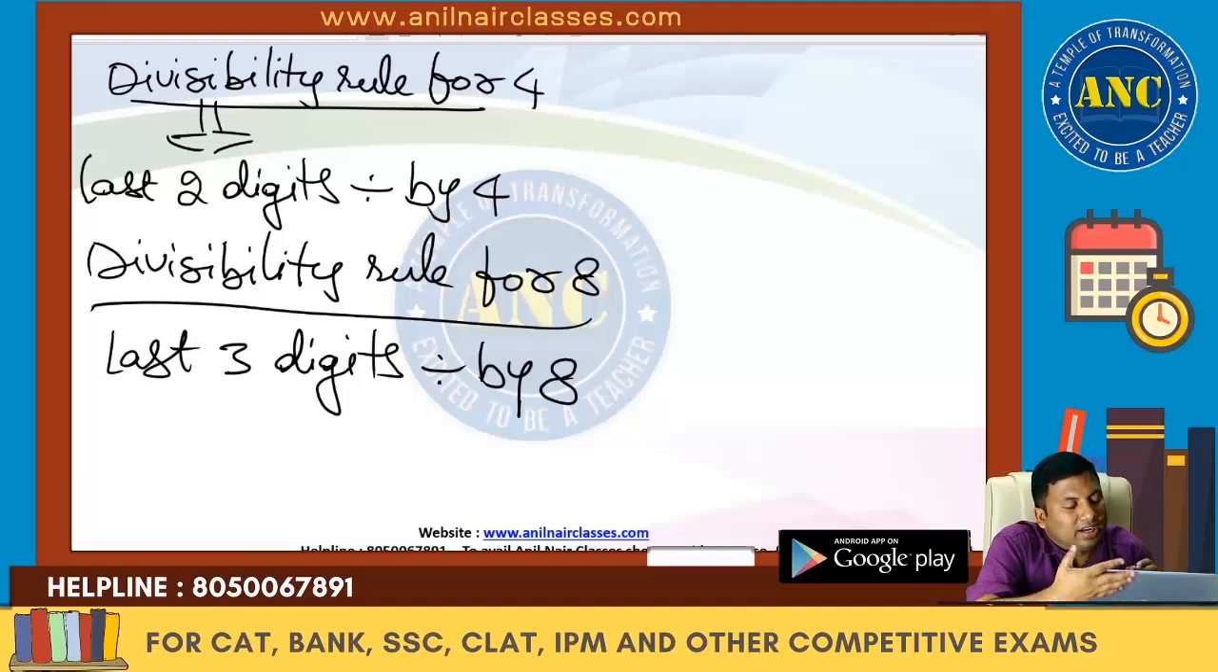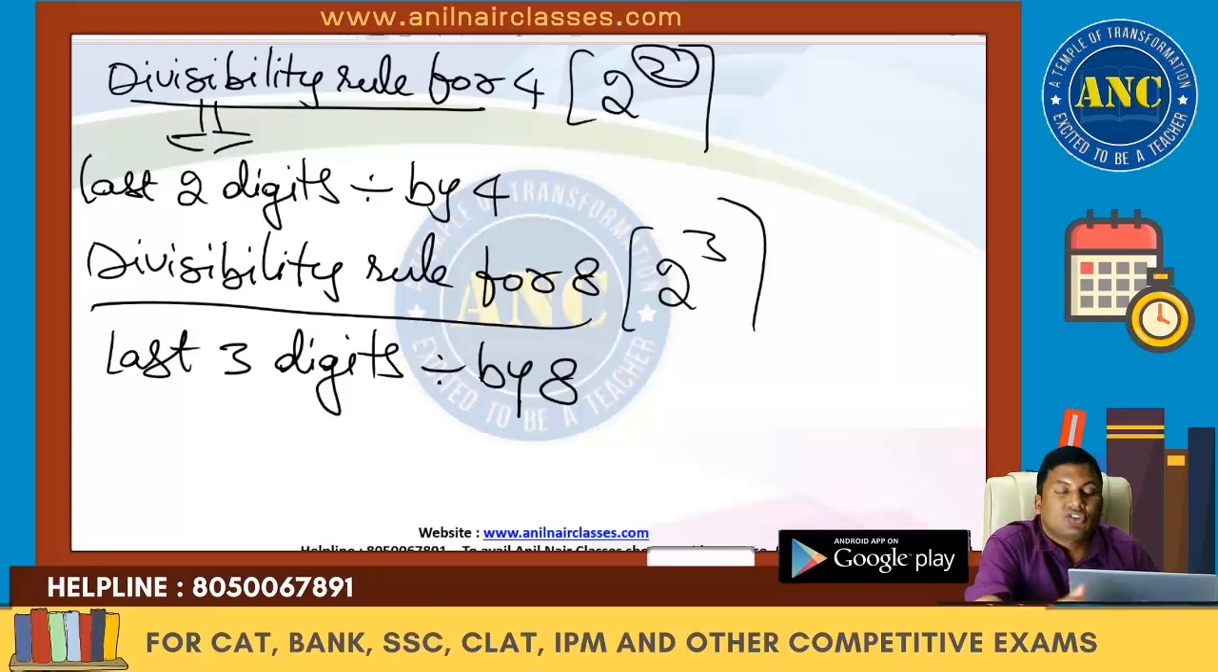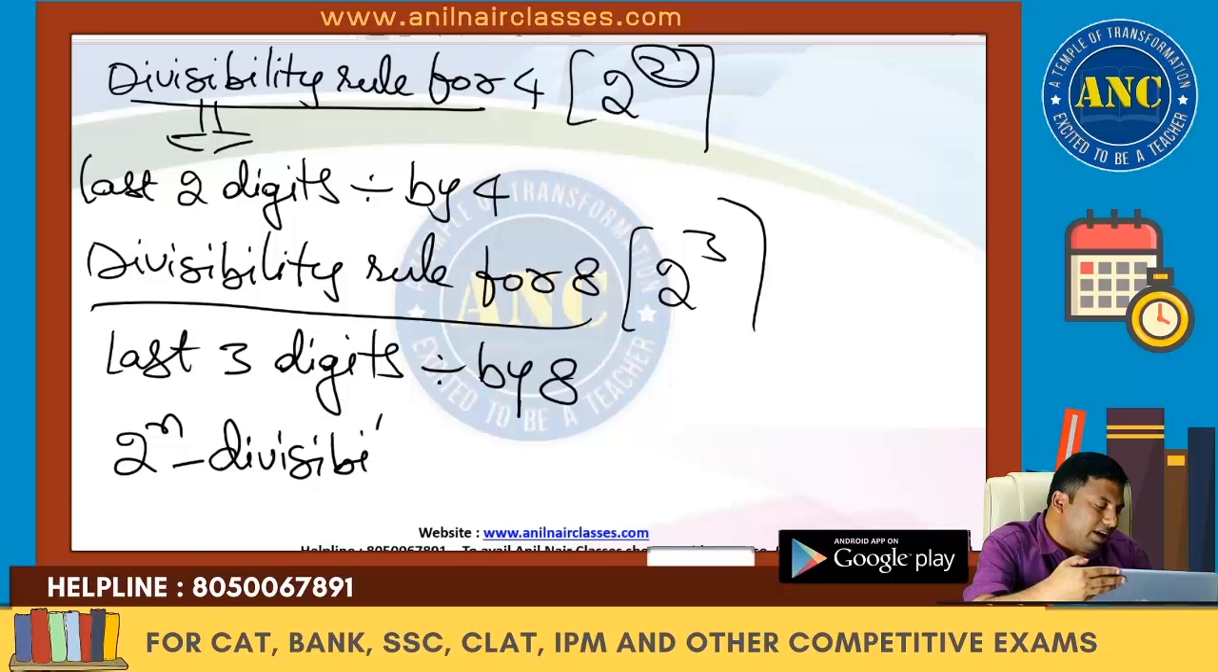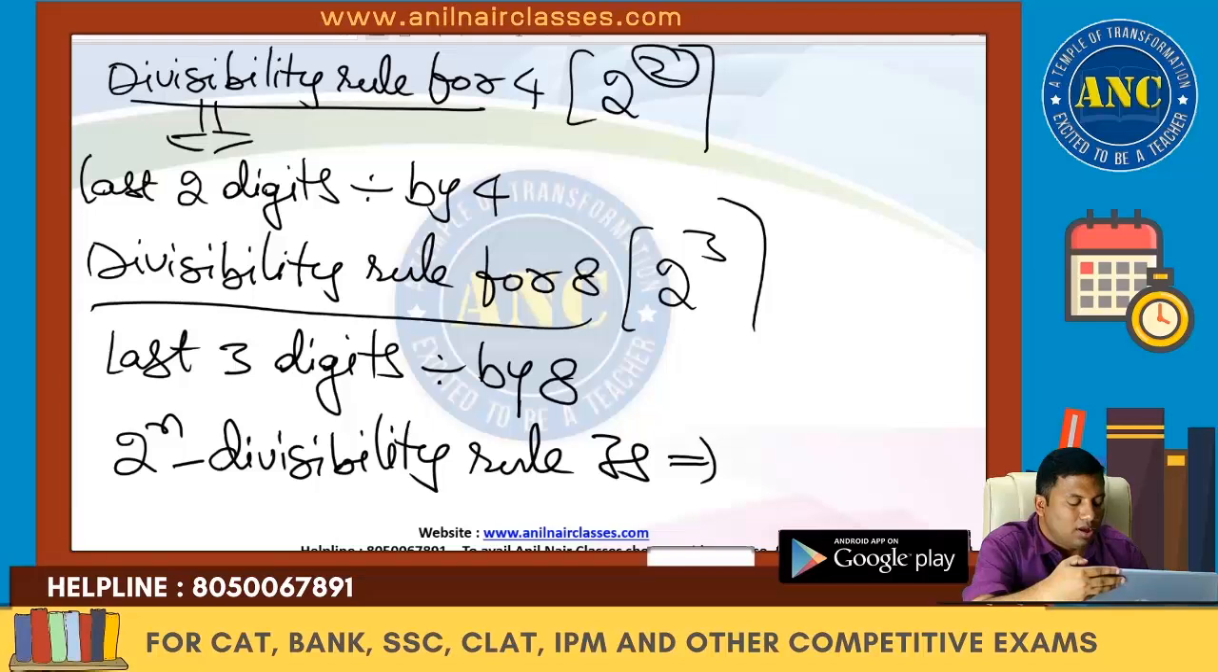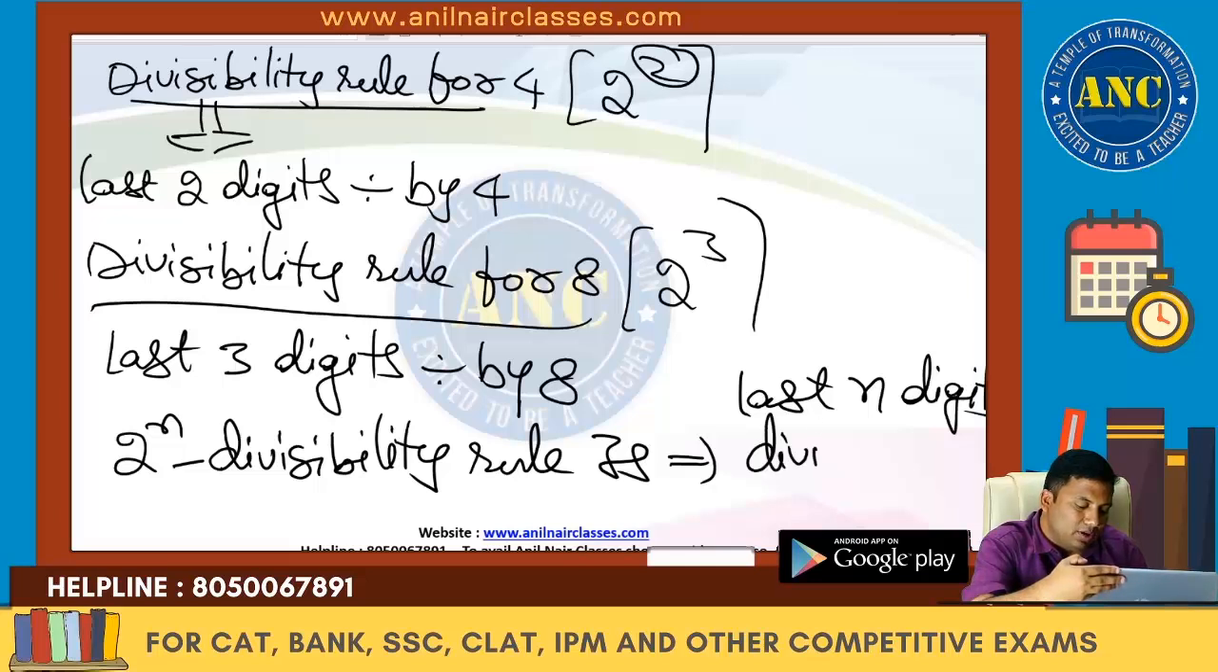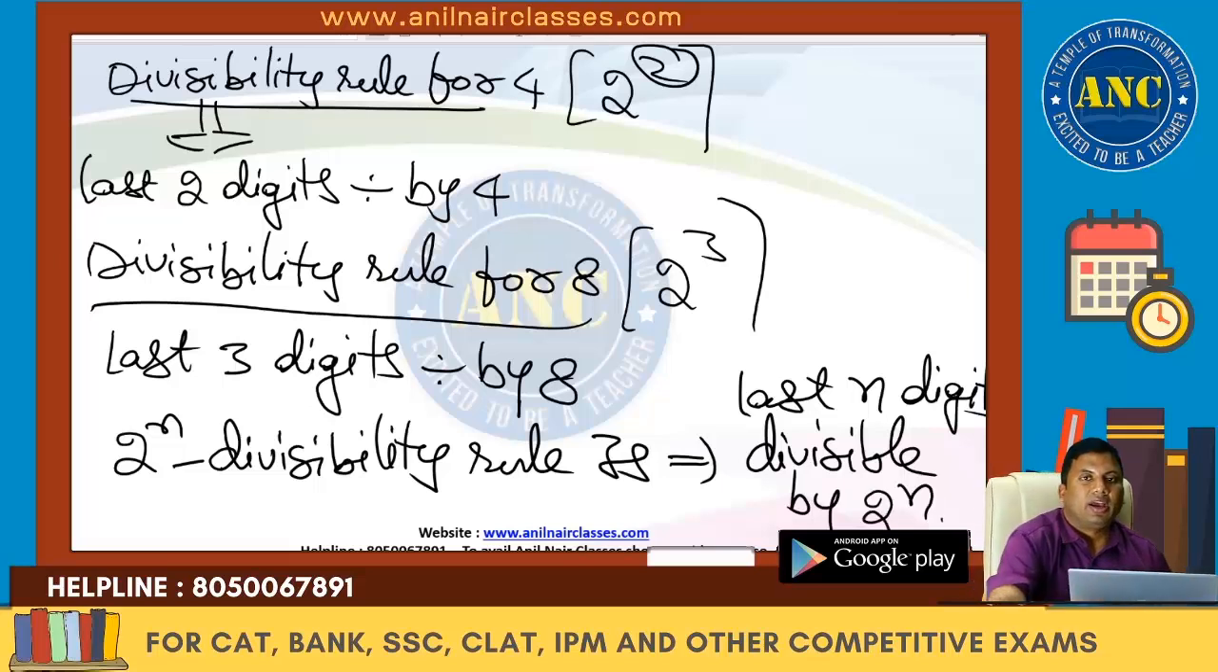Can I also write it like this? 4 is 2 square. That is the reason I got last 2 digits. 8 is 2 cube. Last 3 digits should be divisible by 8. The 2 power n divisibility rule is: last n digits should be divisible by 2 power n. I hope it is clear.